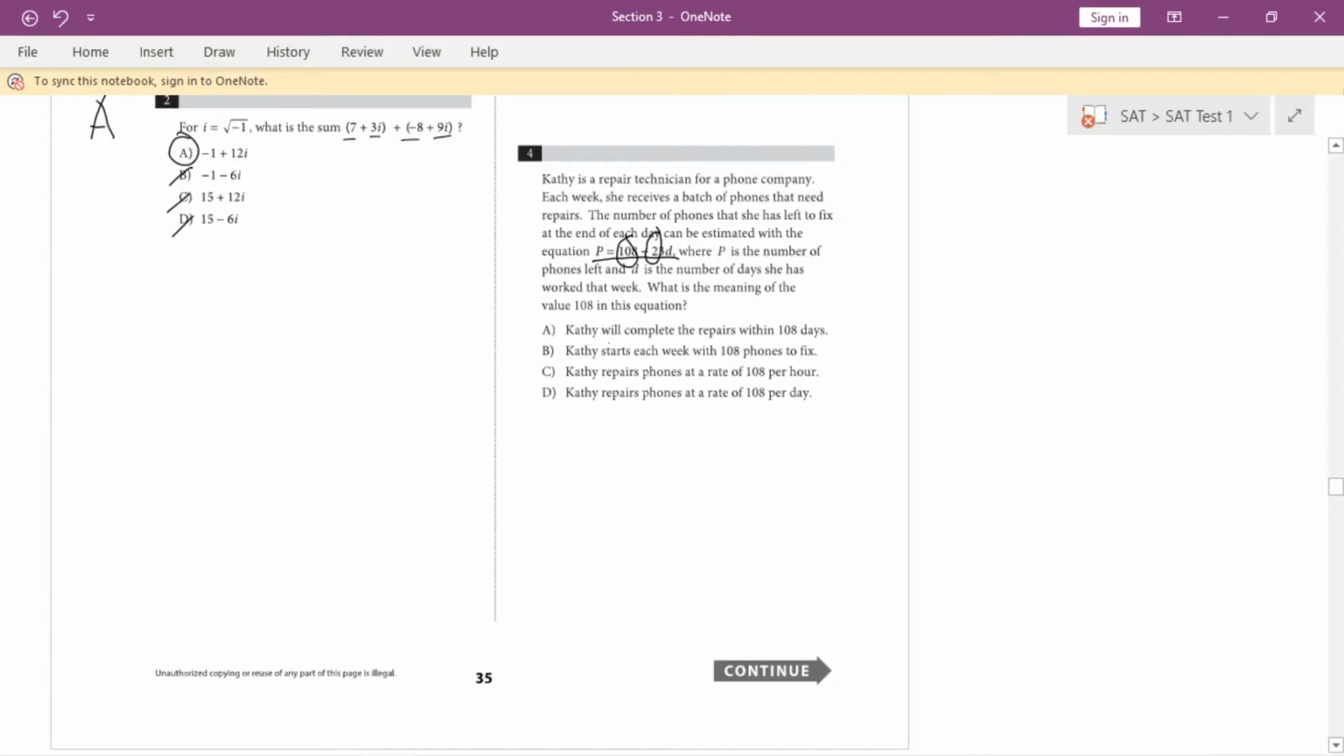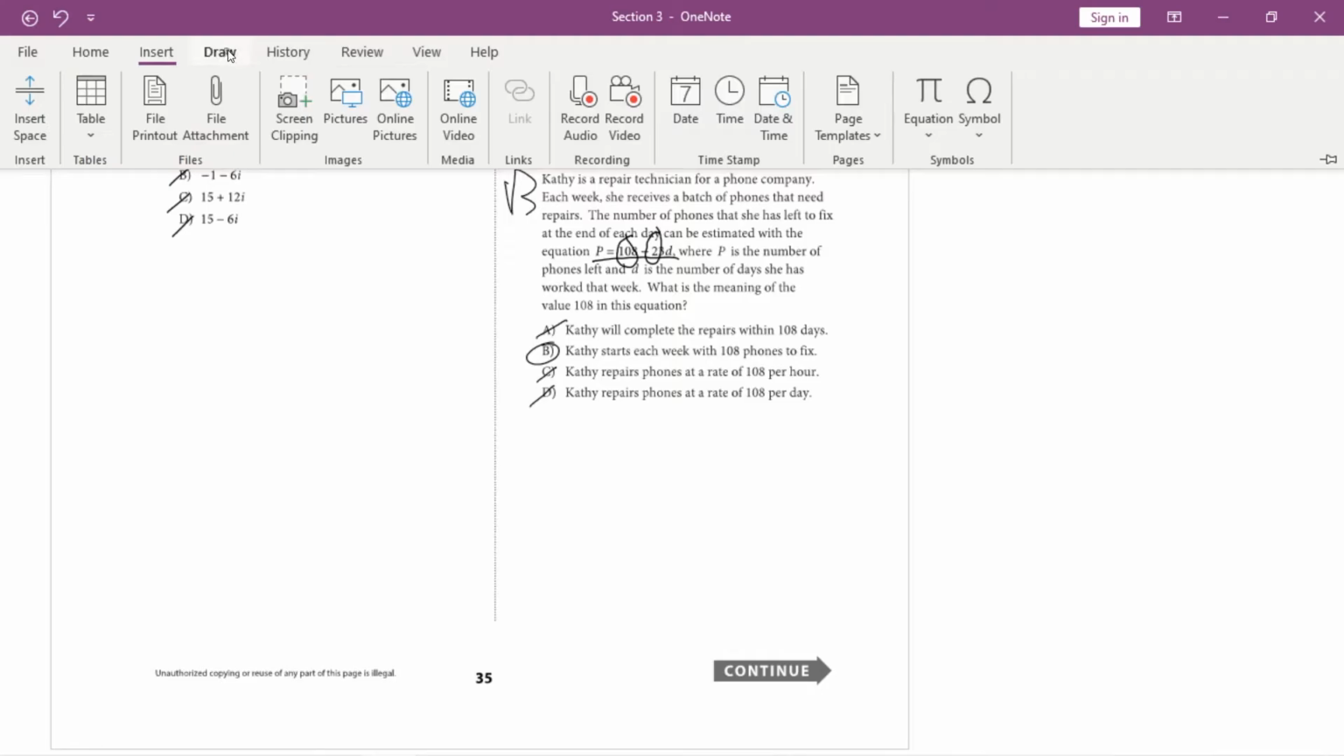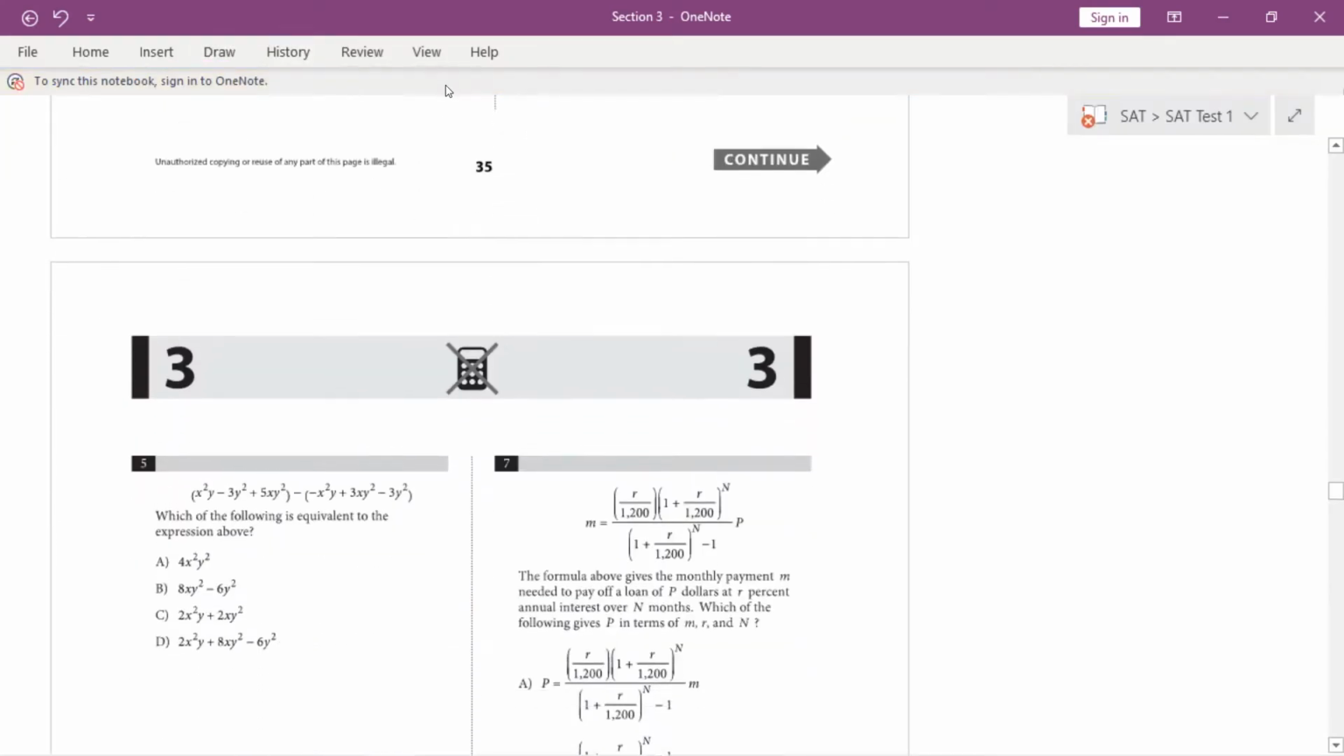So we're looking for something along those lines. If I take a look at option A, Kathy will compare the repairs. No. Option B says Kathy starts each week with 108 phones to fix. So I like that because it says it starts. Let's see. Kathy repairs phones at a rate of 108. No, okay. So C and D are both types of rates, but we're not asking for rates. So the answer has to be B, Bravo. Let's keep moving.